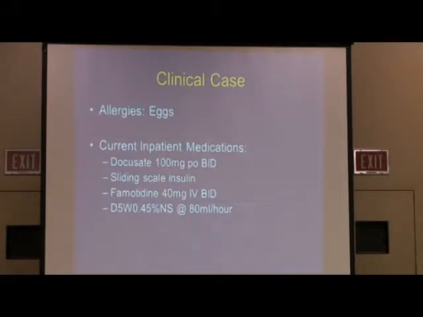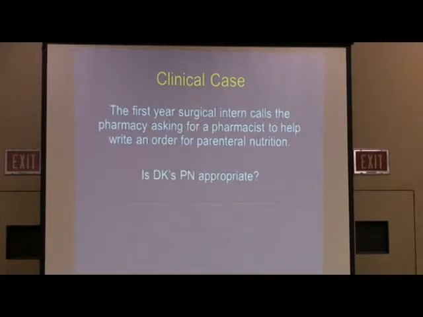She's allergic to eggs. Current inpatient medications are Dacrosate, sliding scale insulin, famotidine, and maintenance fluids of D5 half normal at 80 mL an hour. So the first year surgical intern calls you and says his attending wants parenteral nutrition for this patient. Can you help him with the order?